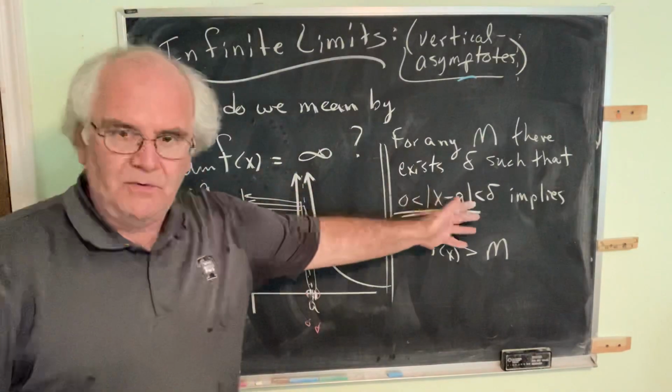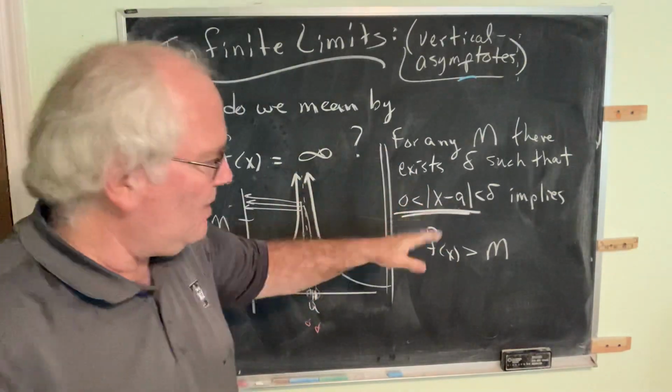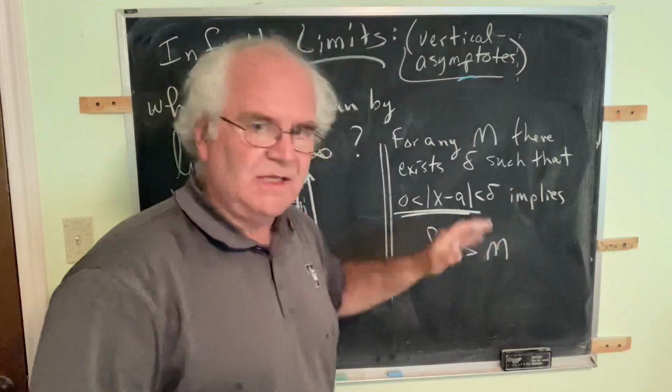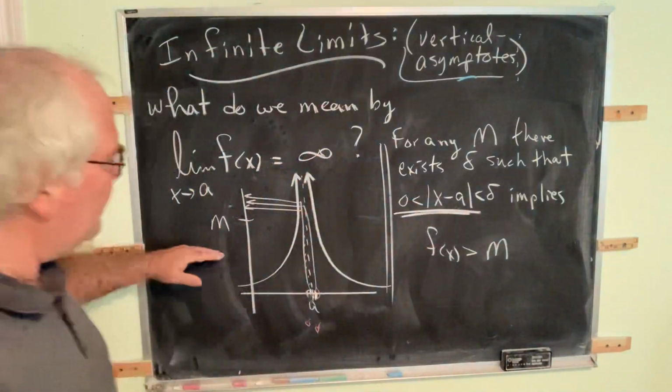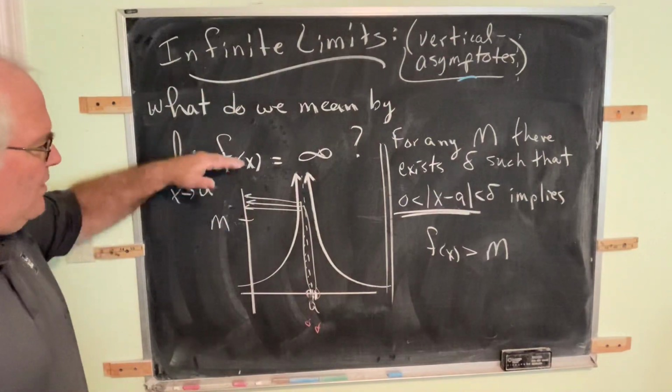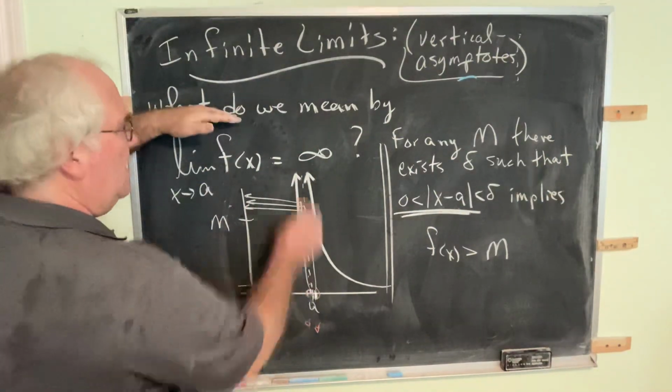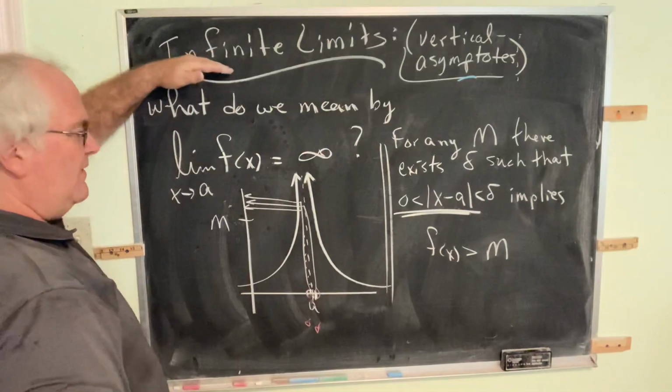I won't have you work through this. I'm not going to have you verify this like we did with the delta epsilon intervals in the finite realm. But this is the idea of what's happening here. And it says that no matter how high we pick, if you get close enough, the function values get above that value in question.